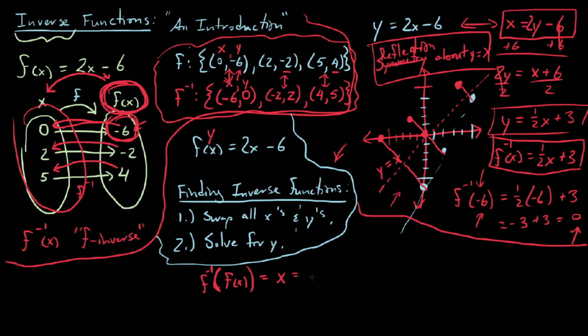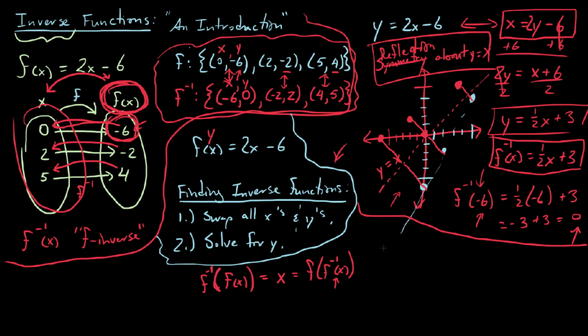I'm also going to tell you this. That would be the same thing as if we took f of f inverse of x. The outputs of our inverse function plugged into the original should go back to the original inputs of the inverse function. Now I know that sounds crazy, but let's take a look at what would happen here if we found, say, f inverse of f of x.